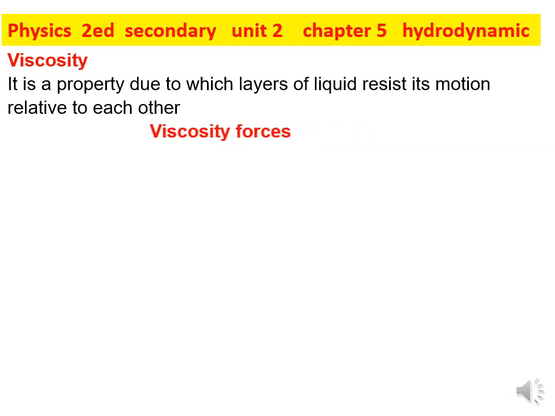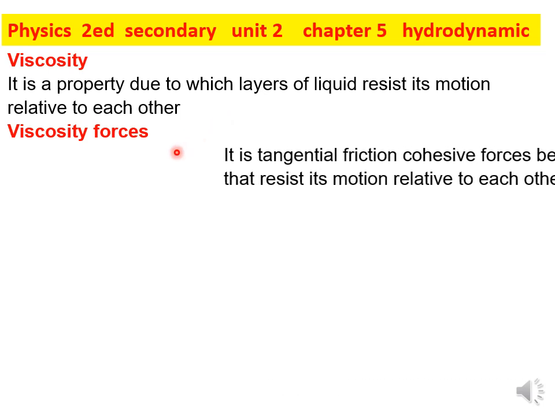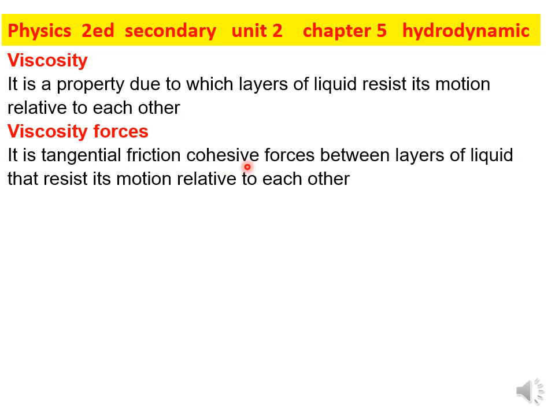Viscosity forces between layers of the liquid are tangential frictional cohesive forces. Cohesive means between layers of the same material. Tangential friction resists motion. So viscosity forces are tangential frictional cohesive forces between layers of liquid that resist their motion relative to each other.